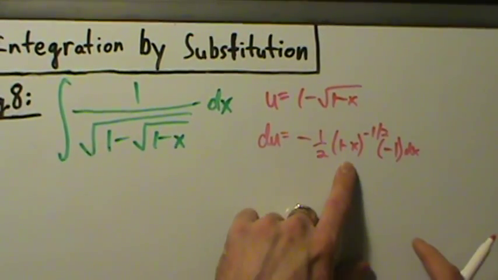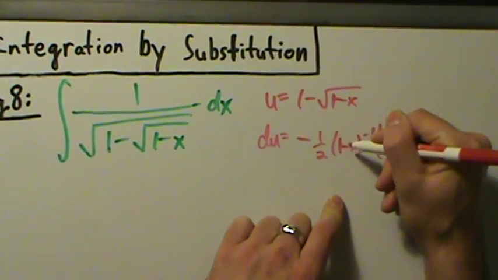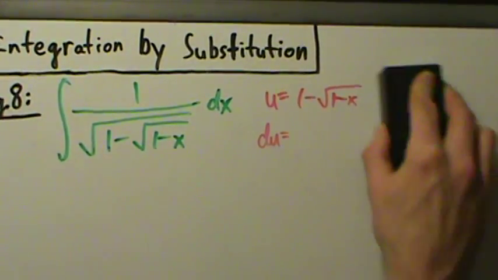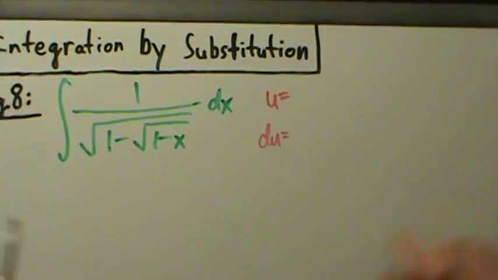Not very helpful to us. It's kind of messy. This doesn't really help us with anything. We have this extra term to worry about. It's just not good for us. So that's probably not the right u to pick. There are some other things we could do with that, but it's going to be kind of messy. There is a better u we could pick.